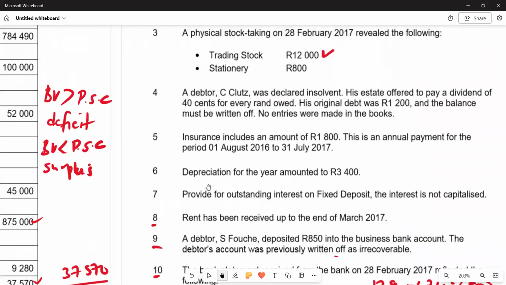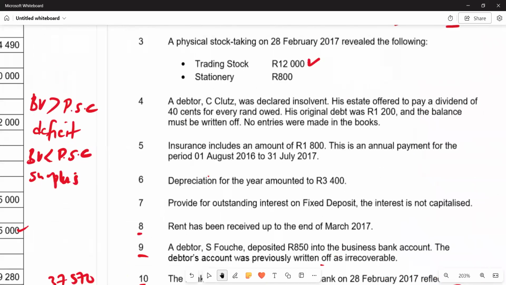If you go to item 4, you are going to see that it reads the debtor C-Class was declared insolvent. His estate offered to pay a dividend of 40 cents for every rand owed. His original debt was 1,200, and the balance must be written off. No entries were made in the books. So we have got bad debts that were not captured here. But this person paid 40 cents for every rand. So this is just 40%.